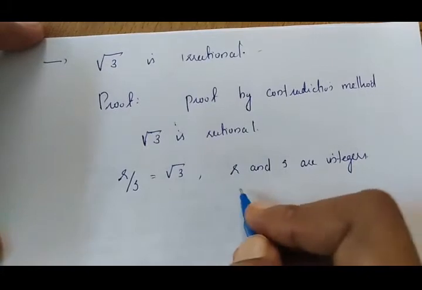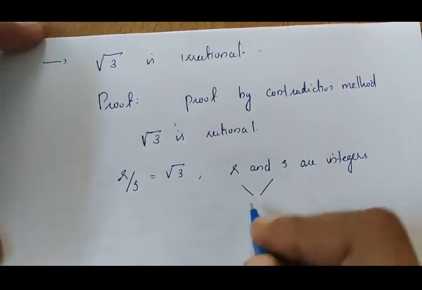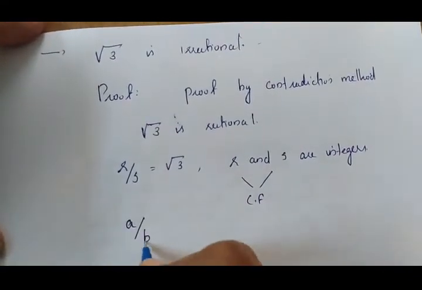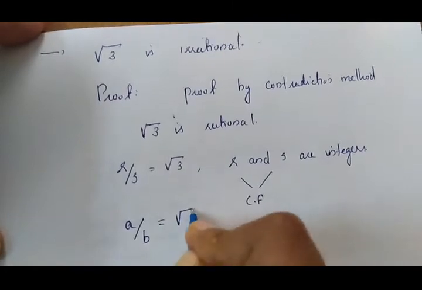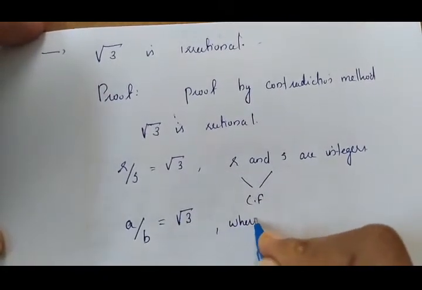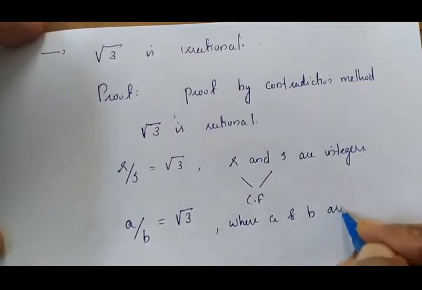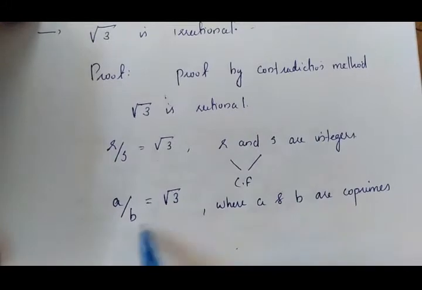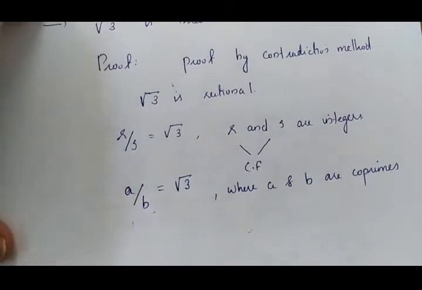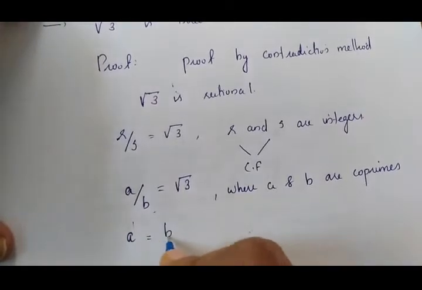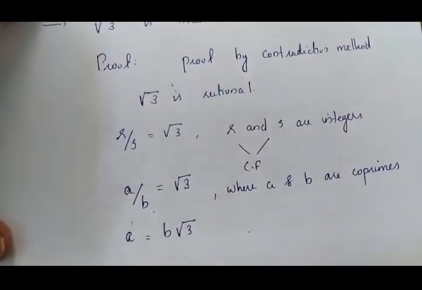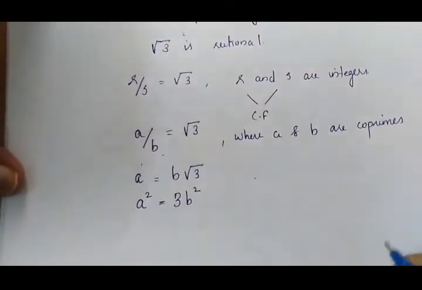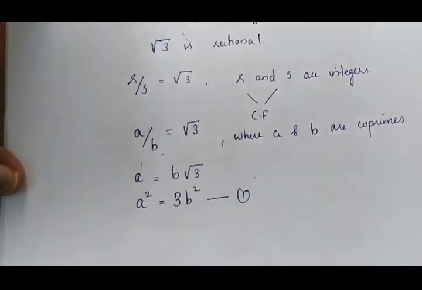Consider if they have a common factor, so divide these values by that common factor, then we get a divided by b is equal to root 3, where a and b are co-primes. What is a co-prime? A and b do not have any common factor other than 1. Rewrite the equation as a is equal to b root 3. Take the square. a square is equal to 3b square. Take this as the first equation.